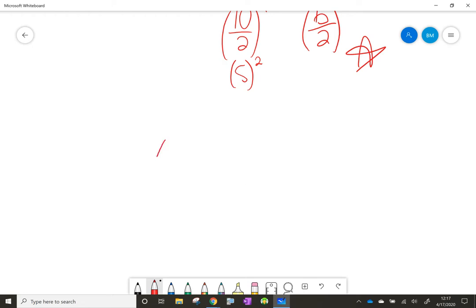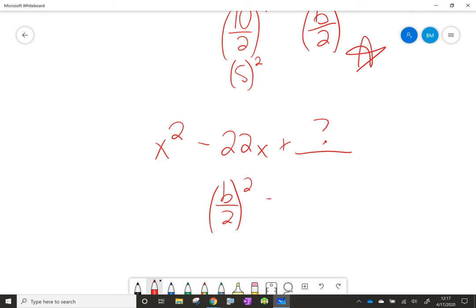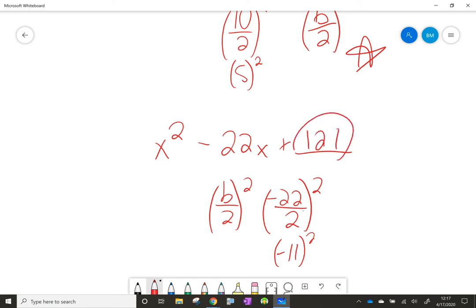Let's do one more. So let's say I have x squared minus 22x plus what number? It's not going to make a difference here that it's a minus. What number should go here to make it a perfect square trinomial? Well, again, same formula. Take the b value divided by 2 and then square it. So our b value is negative 22. So negative 22 divided by 2 and square it. That's going to be negative 11 squared, which means it would be a positive 121. So that's the number that would go here. So that, right there, is completing the square.